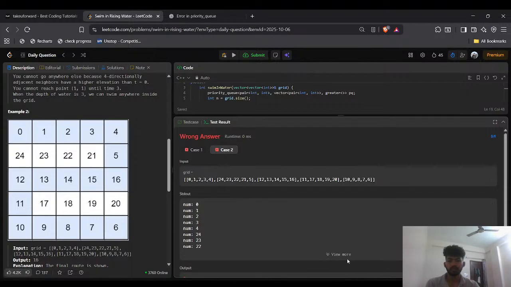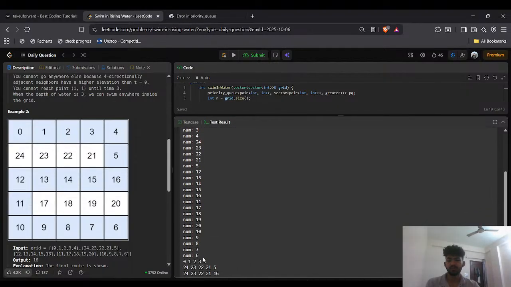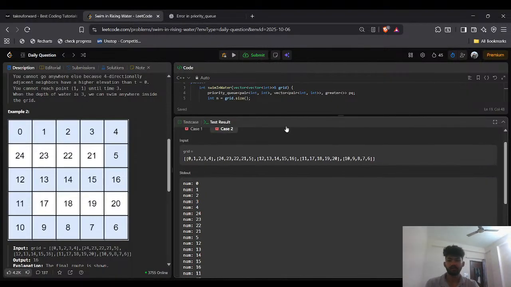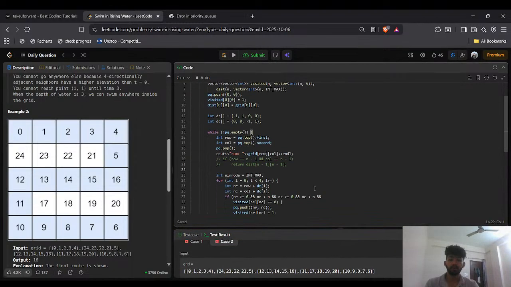0, 1, 2, 3. 0, 1, 2, 3, 4, 10, 24 instead of 5. These 3, 2, 3, 4, and 4 goes. And after 5, these. Oh my god, this is wrong. This is completely wrong. 2, 3, 4. 24, 23, 21, 22, 5, 12. Oh, come on, man. You can't do this. It's a min heap. It's a min heap top value. How could it be?